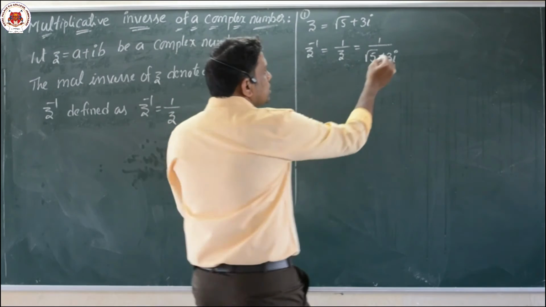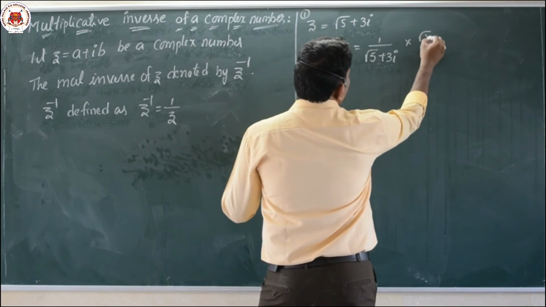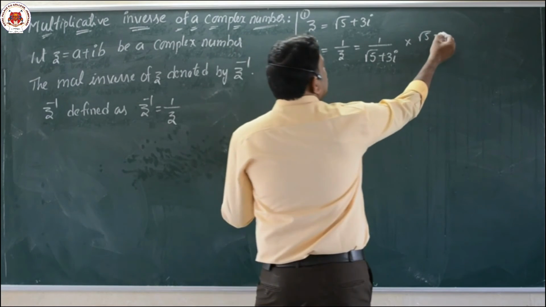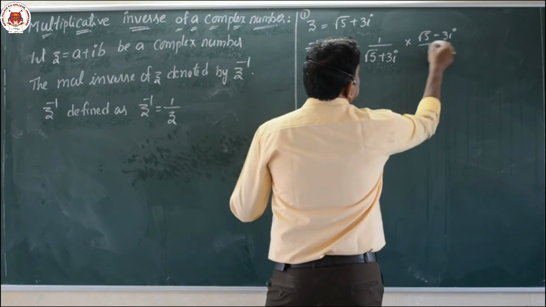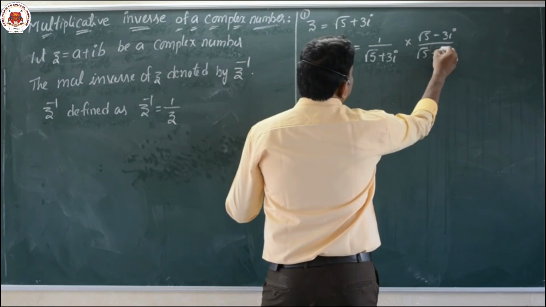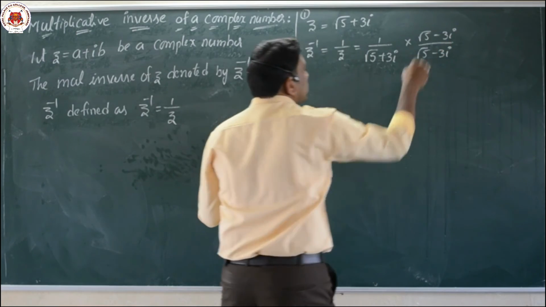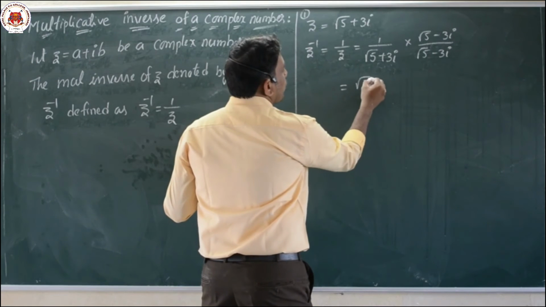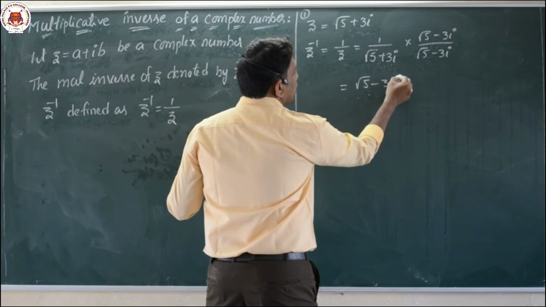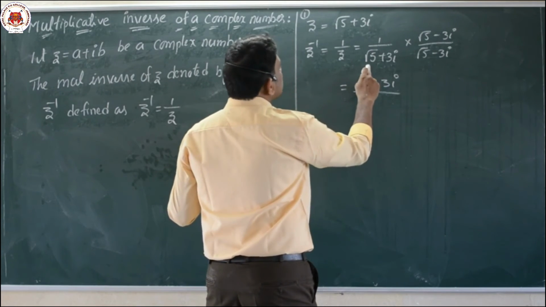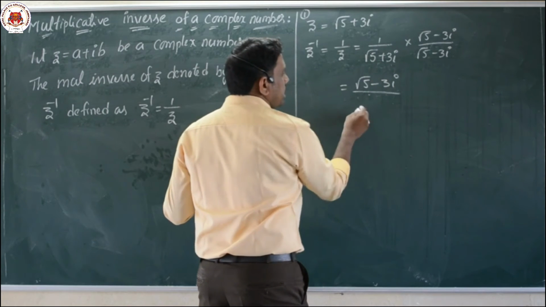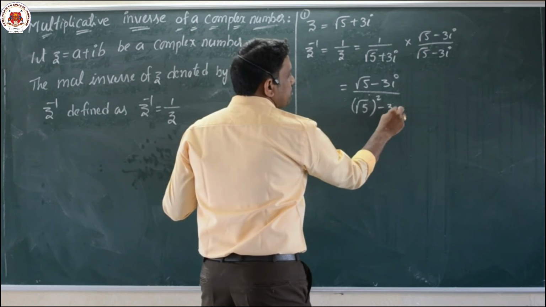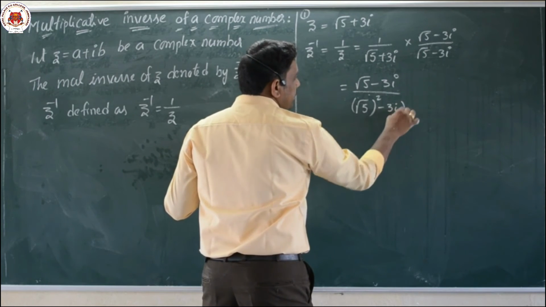Here this one is the plus. So change the sign of i. Here the sign of i is positive, so you multiply with the minus. That means root 5 minus 3i, the numerator and denominator. Then if you multiply 1 into root 5 minus 3i, you get root 5 minus 3i. This is in the form of a plus b into a minus b. So the formula is a square minus b square.